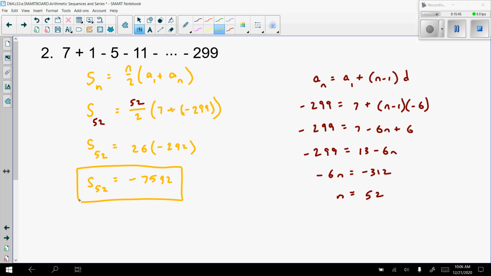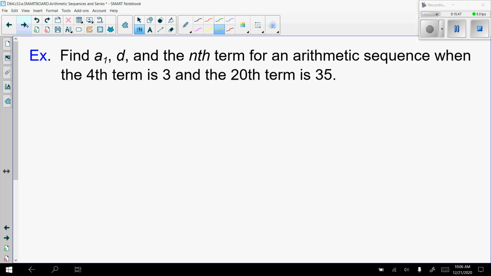Please move on to the next slide. Please take a moment, copy down the example, and work it out. We will go over it in a moment. Please pause the video and do so.